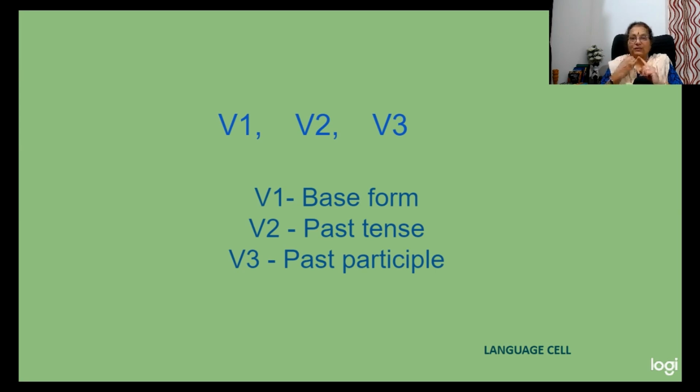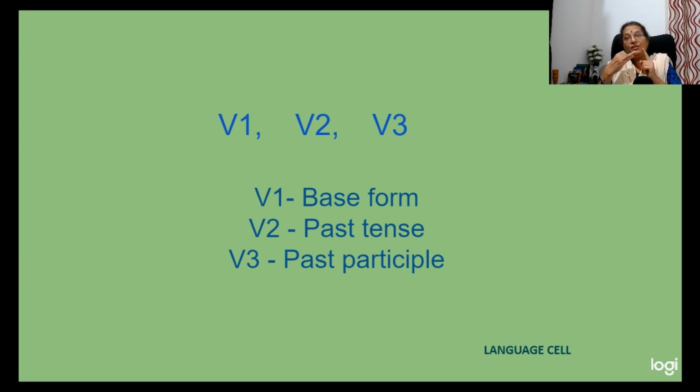V1 is a base form. V2 form is a past tense. And V3 is a past participle form. Now V1 base form we need to know because I told you we'll need it later on when we say that after modals is the root form, after to is the root form. We need to know the root form. Why do we need the past tense? Naturally we use past tense. Most of the time when we speak, we talk about the past. So we need to know what the past tense of a verb is.